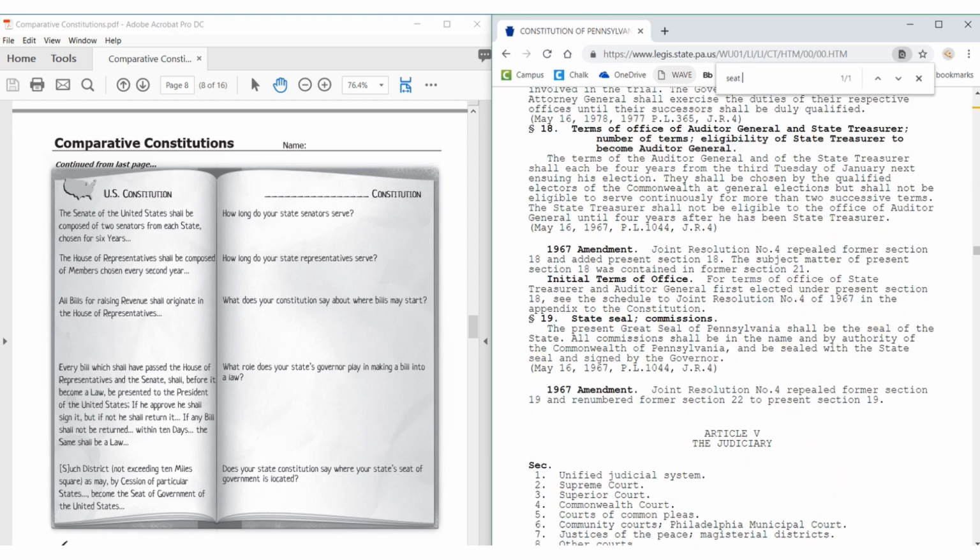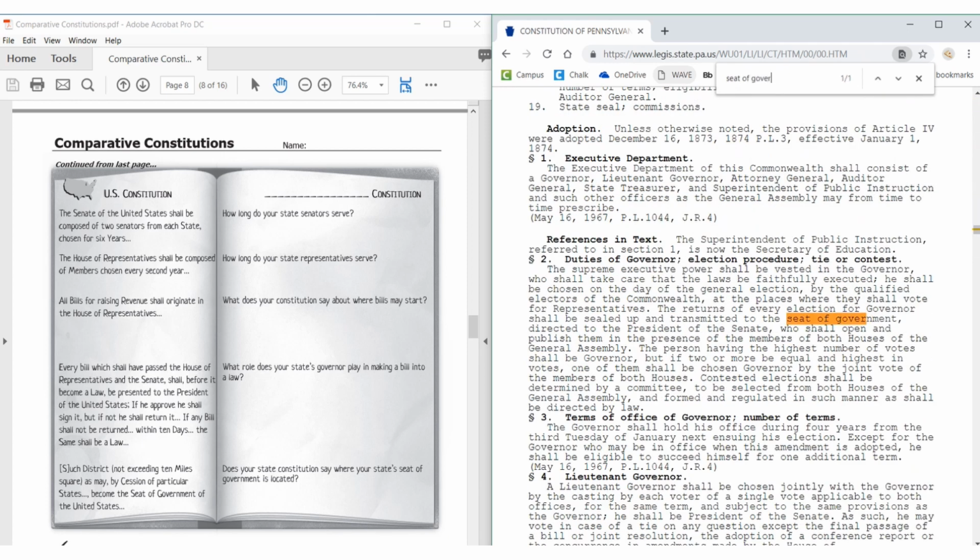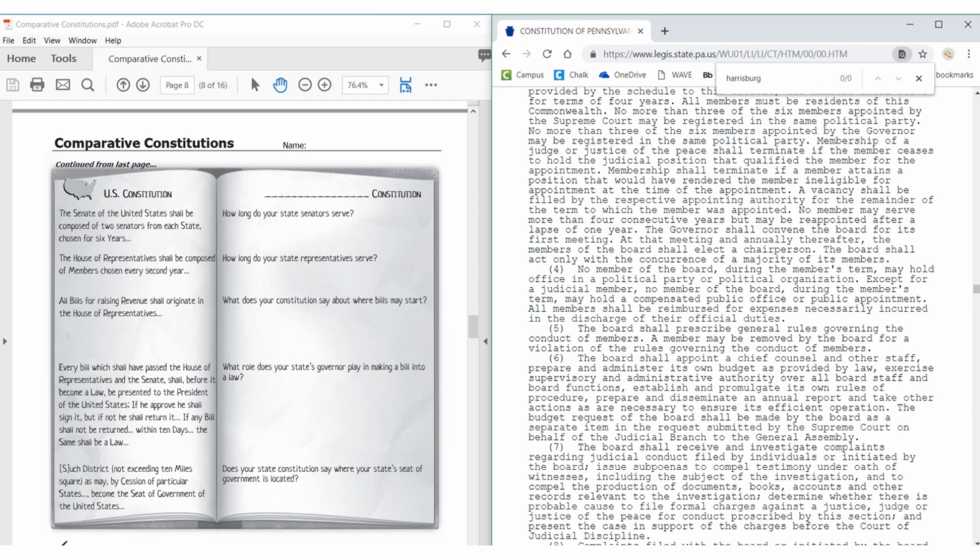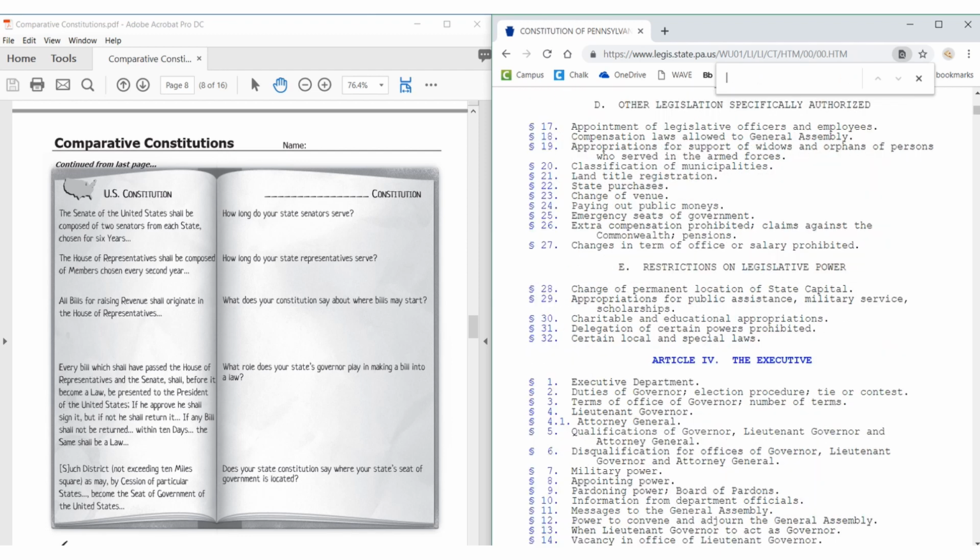Does your Constitution say where your state's seat of government is located? Let's search seat of government. And surprise, surprise, just like we learned with Florida yesterday. So it says seat of government, but it does not specify. Let's see, just for the fun of it, we know what our seat of government is. I do not see Harrisburg in there anywhere. So actually, our state constitution does not specify where we should be.